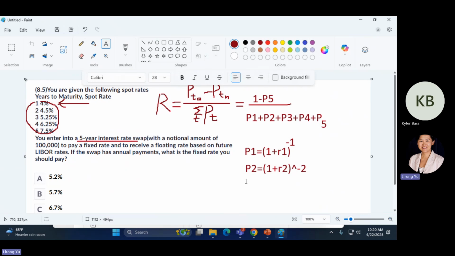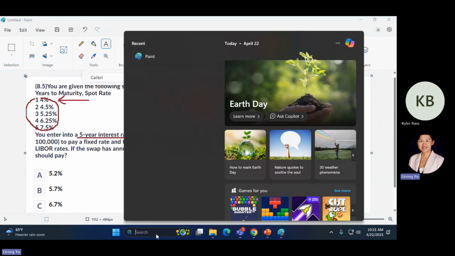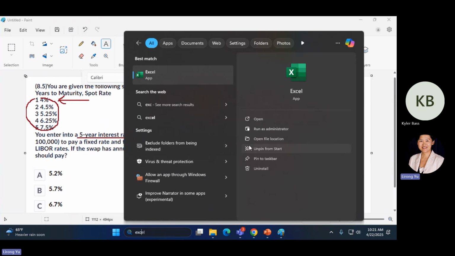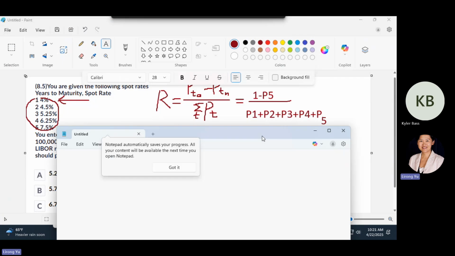Right, so you can see this is going to take a while, so I'm going to go dot, dot, dot. We do the same, and then what's P5? P5 is equal to 1 plus R5, which is 7.5%, raised to the power of -5. That kind of explains how to do the calculation. If you have Excel, you can definitely use it, but I'll do it by hand. We don't use Excel that often in this kind of exam. Let me just type the calculation into a calculator.